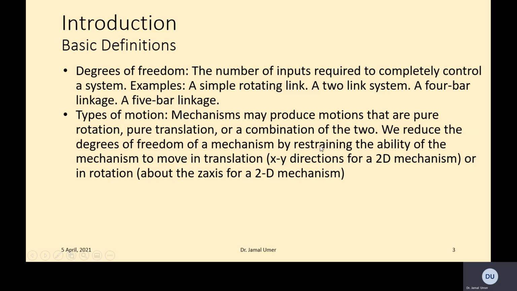We reduce the degree of freedom of a mechanism by restraining the ability of the mechanism to move in translation, which will be called the XY direction for a 2D mechanism, or in rotation. This relative movement we will discuss in a while. Interactive slides, which I will show, the proper mechanism depending on the type of motion.